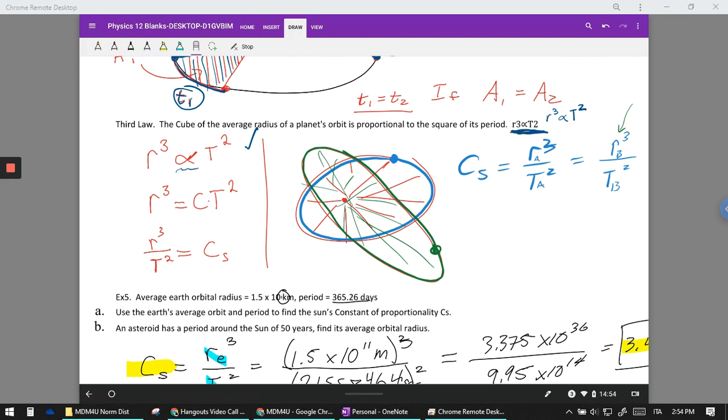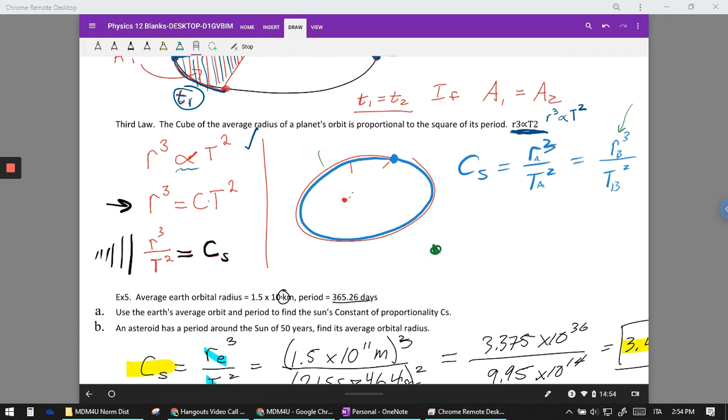If I solve for C, then I can move the T over, and that's basically what I was just saying. The ratio is always the same. It's always equal to that. And this C is a property of the sun, or the central object that everybody rotates around.